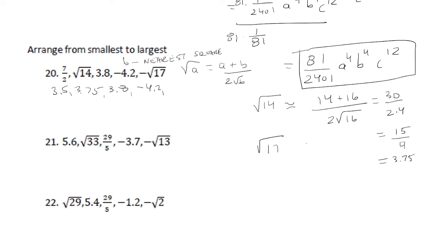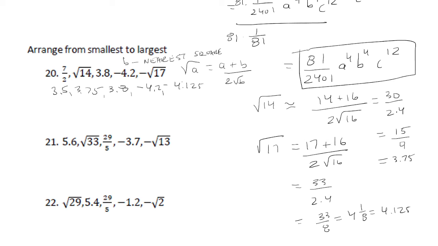Now for square root of 17, the nearest perfect square is 16. So we have 33 over 2 times 4. That's 33 over 8, which is 4 and 1/8, and that's 4.125. And this is going to be negative. So you want to put the most negative number first. That's going to be negative 4.2, followed by the next one, negative root 17. Now we have 3.5, 3.75, 3.8. So clearly 3.5 is smallest, followed by square root of 14 and 3.8.